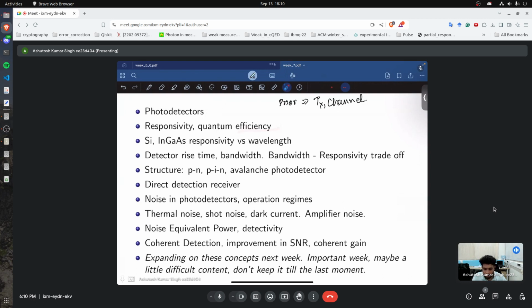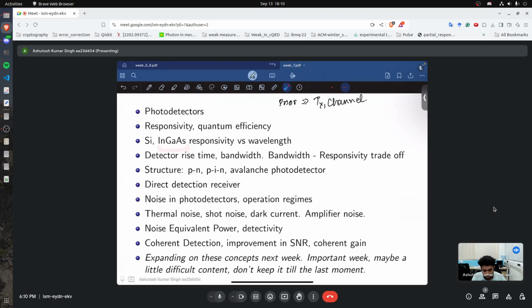After that, we looked at different kinds of photodiodes, specifically the silicon photodiode, which is used for the visible light range, around 300 to 1000 nanometers. Then we looked at InGaAs, which is sensitive to wavelengths of around 900 to 1700 or 1800 nanometers. This depends on the band gap of the semiconductor itself.